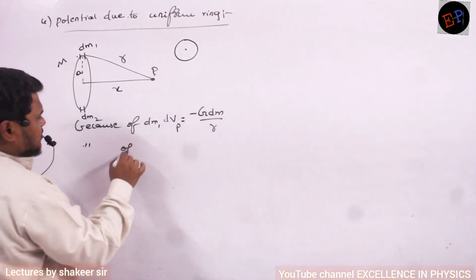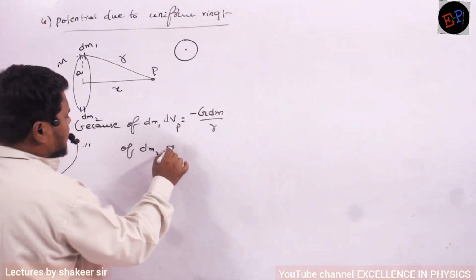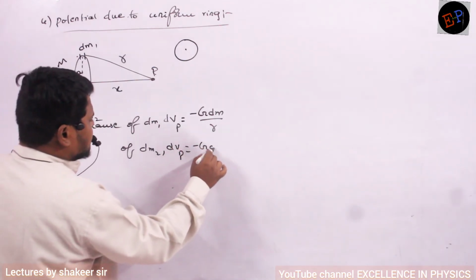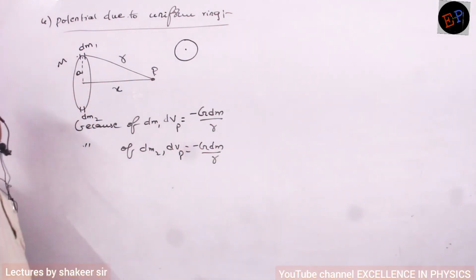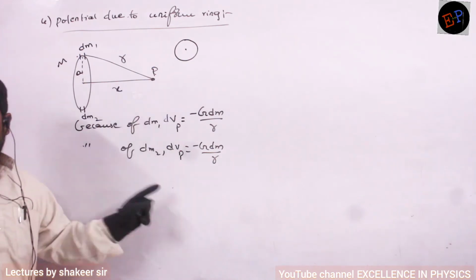So because of dm2, what is the potential at point P? It is also minus G dm divided by r. Now what is the direction of potential?